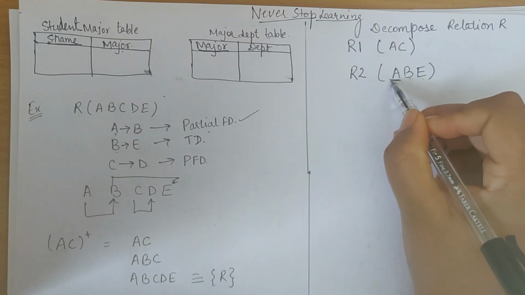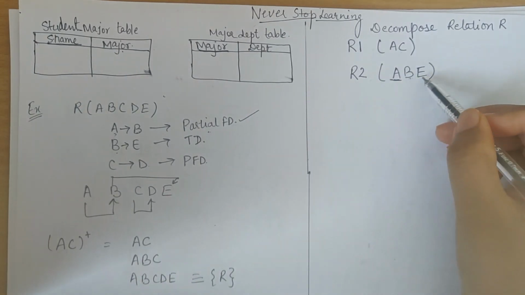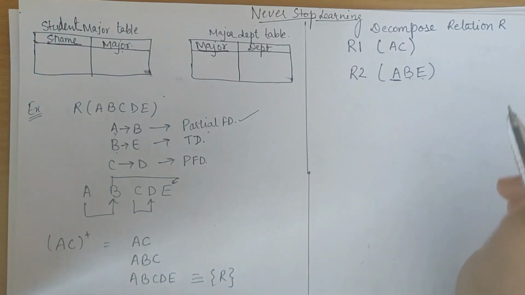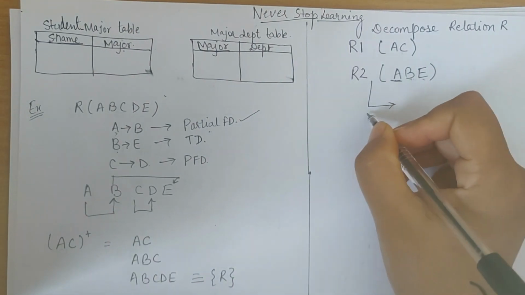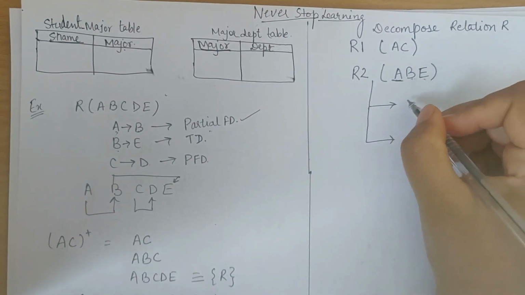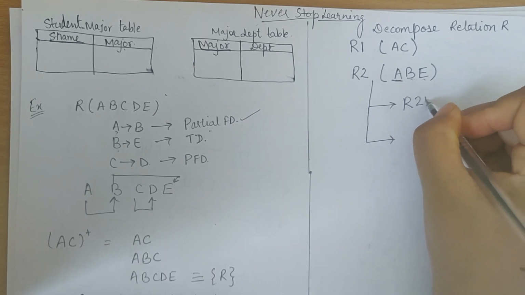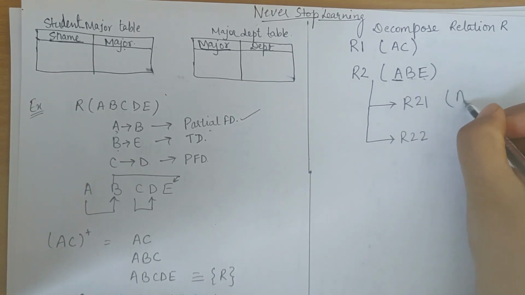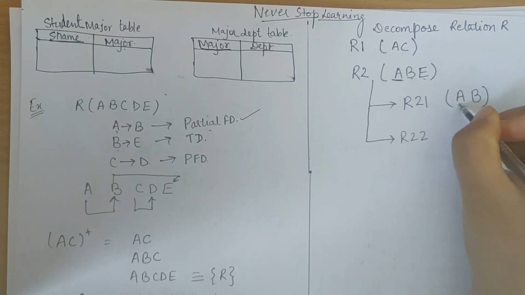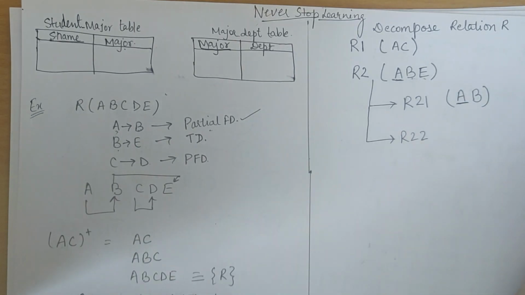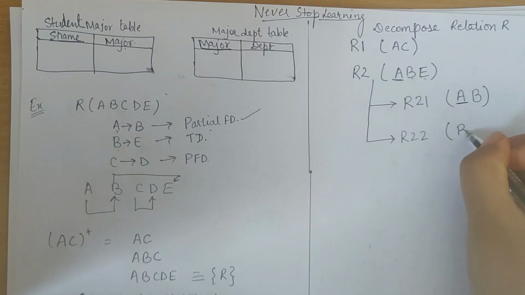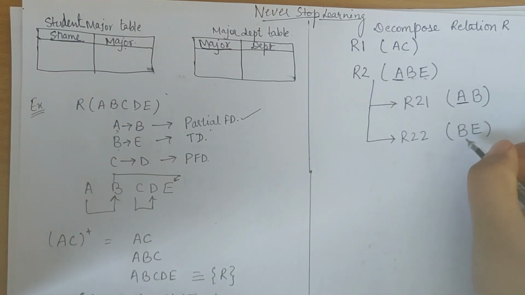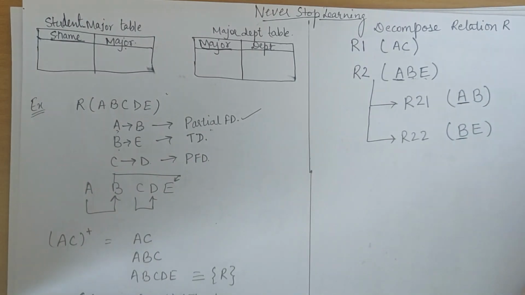So the partial dependency problem is resolved, but the problem that non-prime determines non-prime is still there. For this table, A is acting as key. So here the transitive dependency still exists. So what do we have to do? We have to divide this table further into R21 and R22. R21 will be A determines B. In this table, A will act as a key. R22, B determines E. B will act as a key.